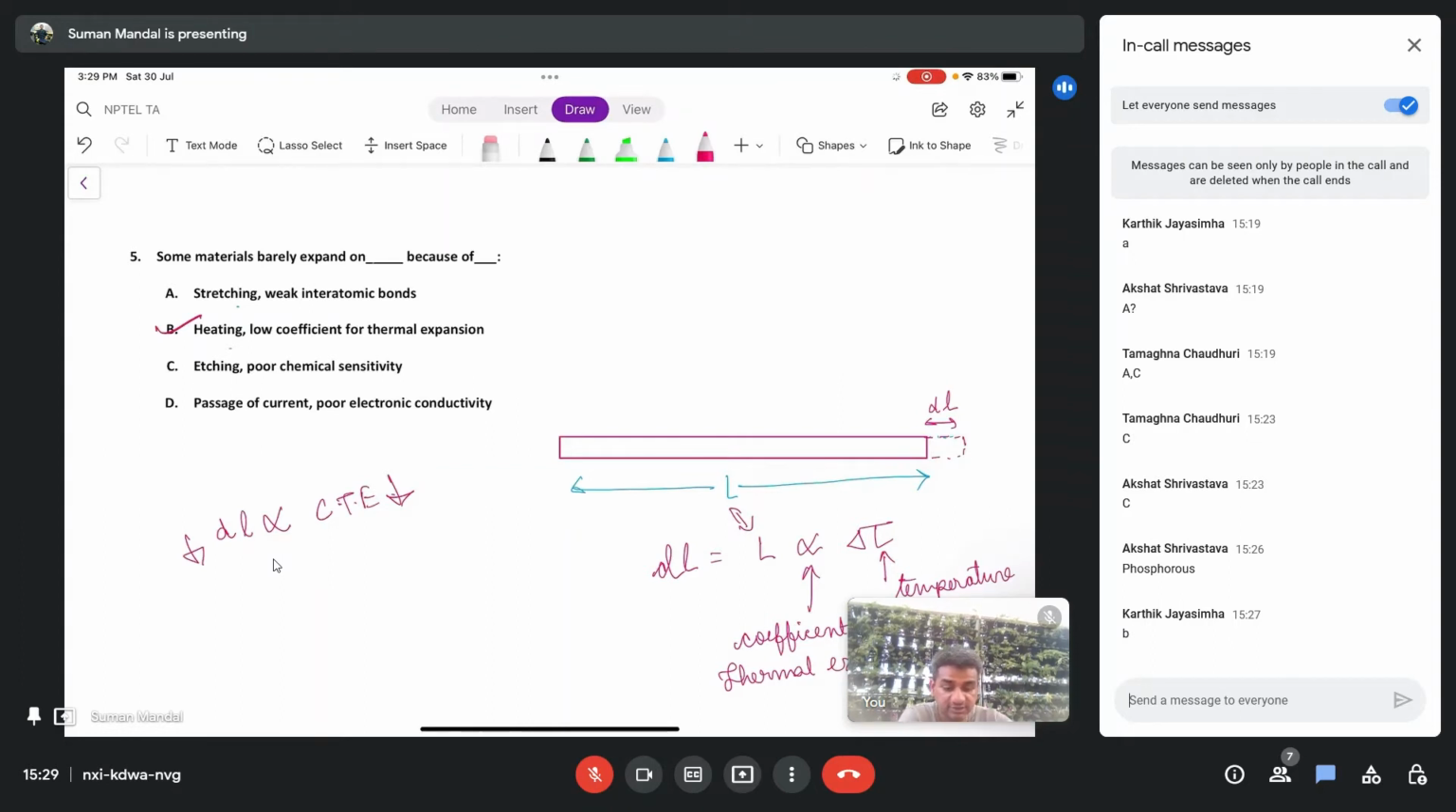What about the other options? Stretching because of weak interatomic bonds. Somebody has said B and D, passage of current, poor electronic conductivity. You're right, but we're talking about expansion. If the question was some materials have high resistance, then your answer would have been correct. Some materials have high resistance on passage of current because of poor electronic conductivity.